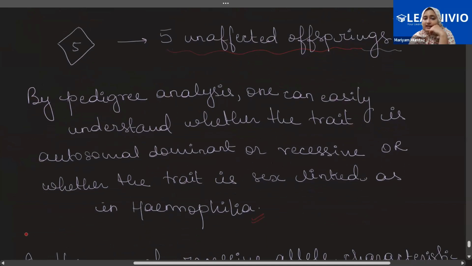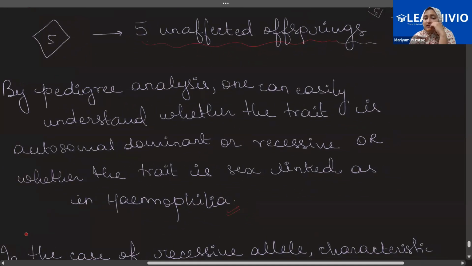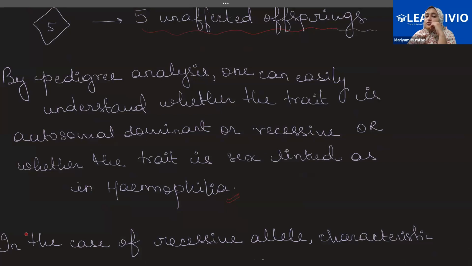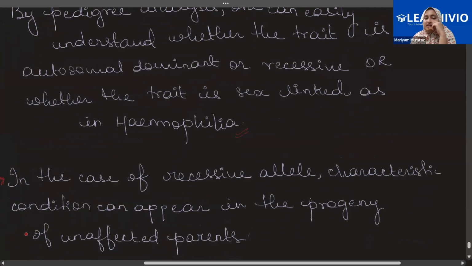Now, by pedigree analysis, one can easily understand whether the trait is autosomal dominant or recessive, or whether the trait is sex-linked, just like hemophilia. So we can find out whether the trait in the offspring is autosomal or whether it is recessive. We can find out with the help of pedigree analysis.